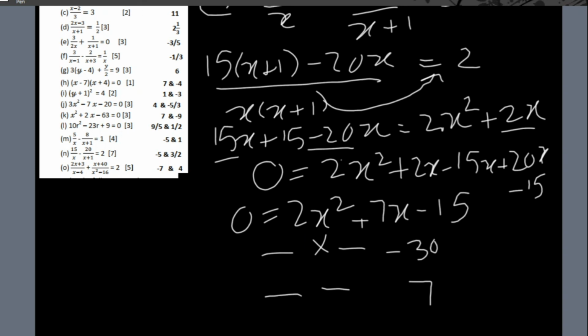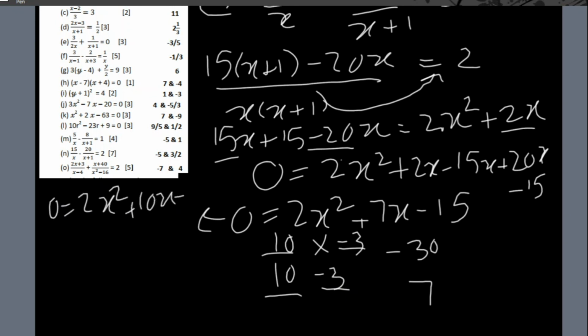Alright, so how do we get it? We get 30 from 10 times minus 3, and 10 plus minus 3 gives us 7. So write this as 0 equals 2x square, break the middle term into 10x minus 3x minus 15.